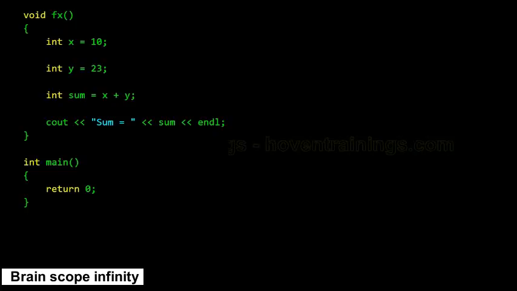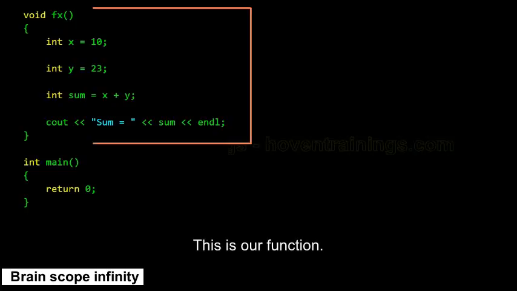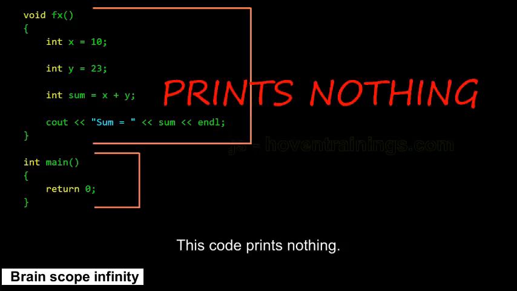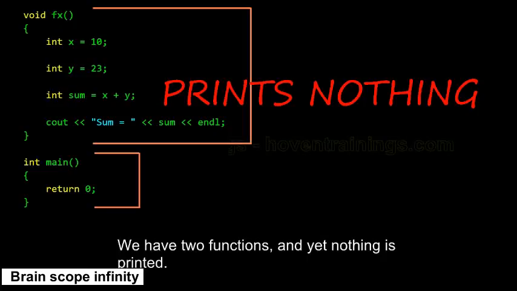This is how our function appears in a completed program. This is our function. This is the main function. This code prints nothing. We have two functions, and yet nothing is printed.